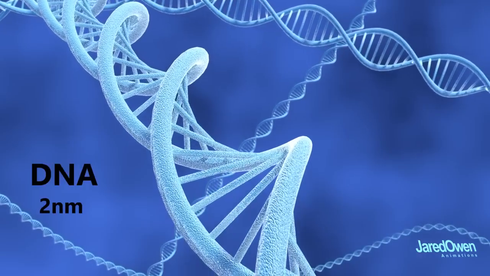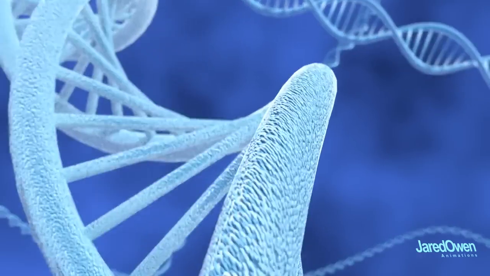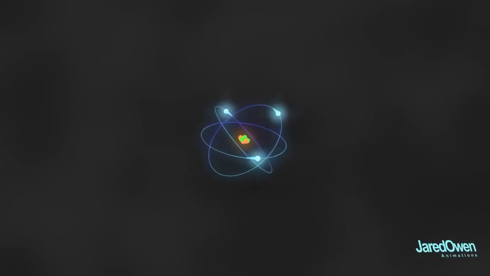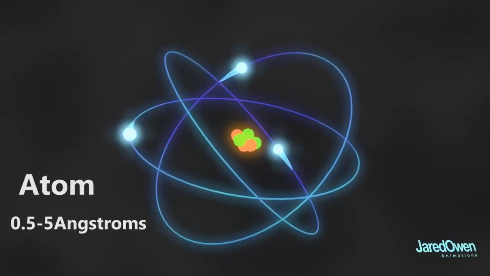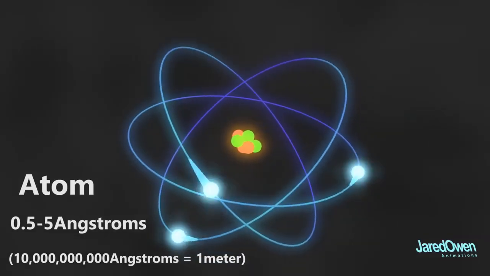The diameter of DNA is about 2 nanometers. The size of an atom is only a few angstroms. There are 10 billion angstroms in 1 meter.